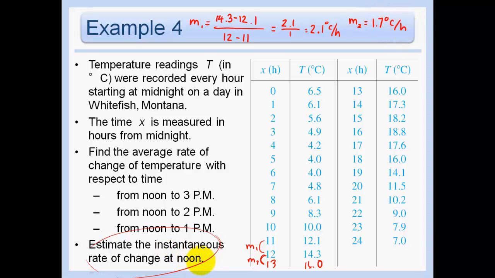If I want to approximate the instantaneous, I'm going to approximate that as the average of the slopes. So that is just 2.1 plus 1.7 all over 2, which is 3.9 over 2, which is about 1.95 degrees Celsius per hour.